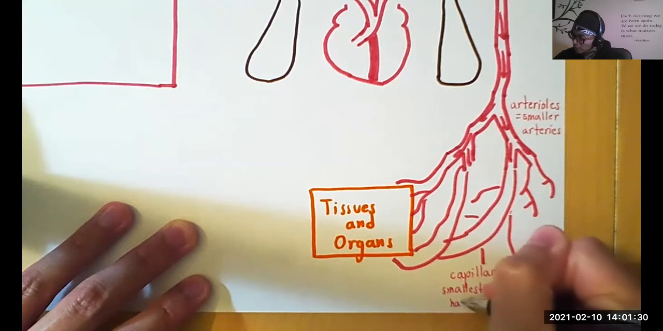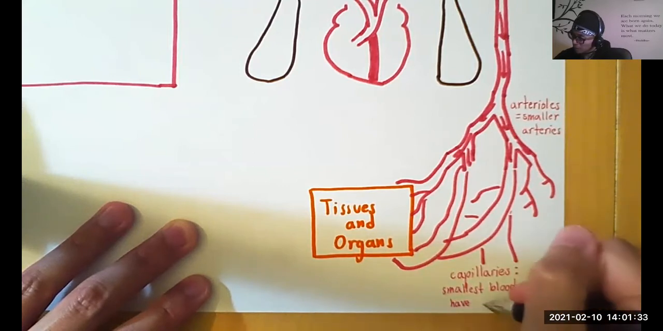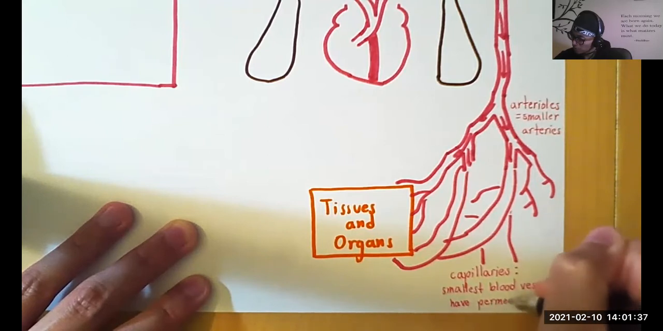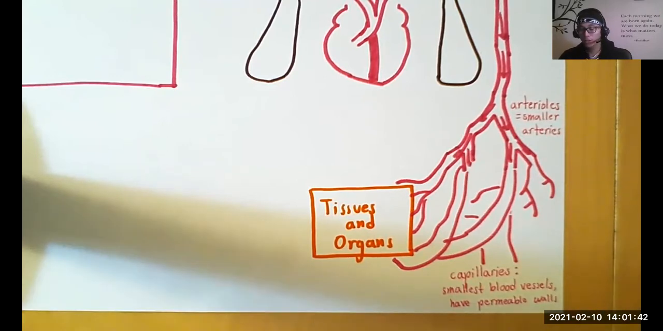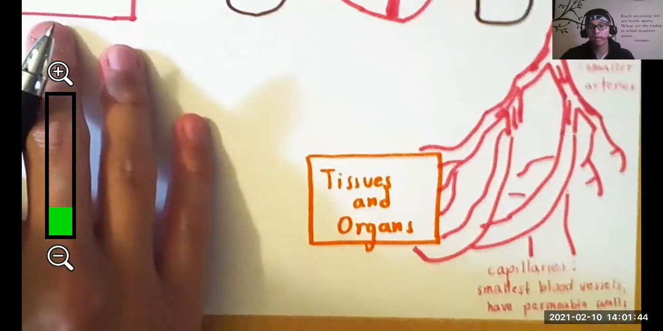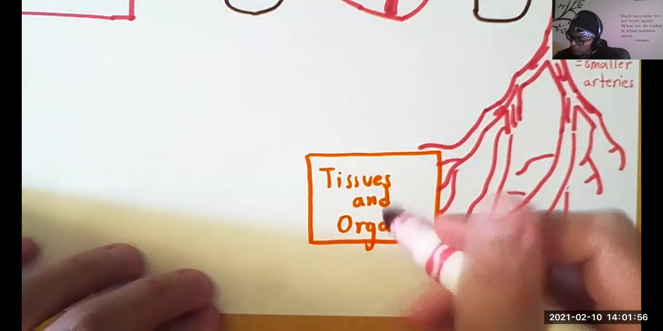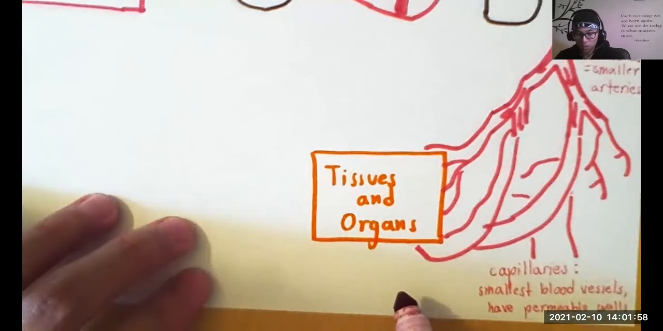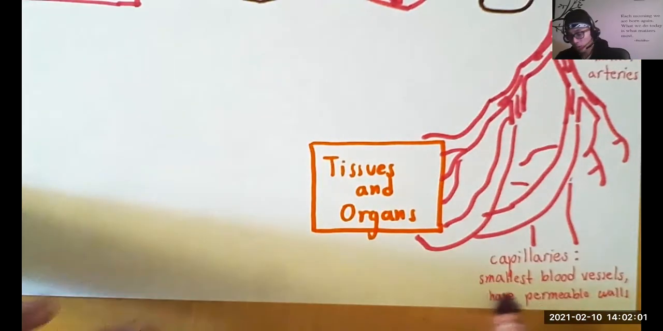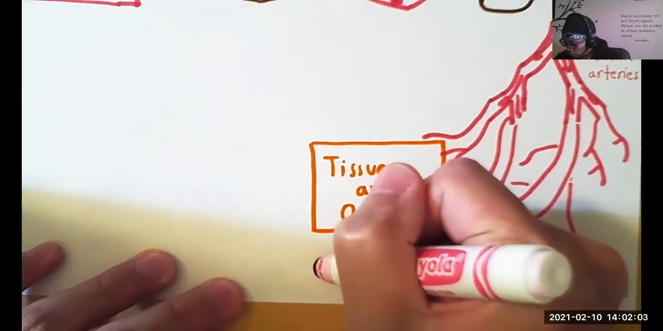And the capillaries have a very special feature to them. They have permeable walls. Another way to think about permeable walls is they have doors. They have doors to open up to stuff. Okay, so underneath tissues and organs, I'm going to draw for you what a capillary will look like. But I'm going to draw it like a little pipe.